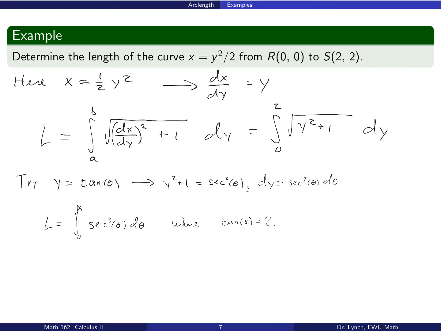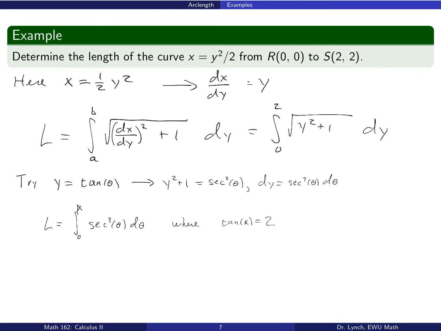So here we see our trigonometric substitution. y is tangent theta. Of course, that gives dy is secant squared theta d theta, and y squared plus 1 is secant squared theta also. That allows us to express the integral as the integral from 0 to alpha of secant cubed theta d theta. And of course, alpha is the value satisfying tangent of alpha equals 2.